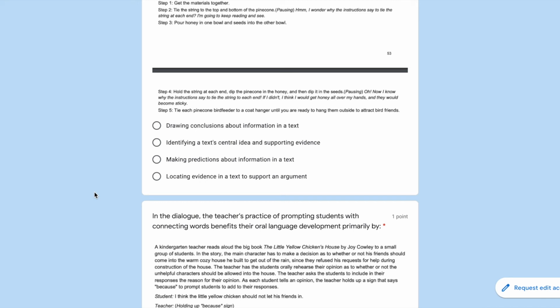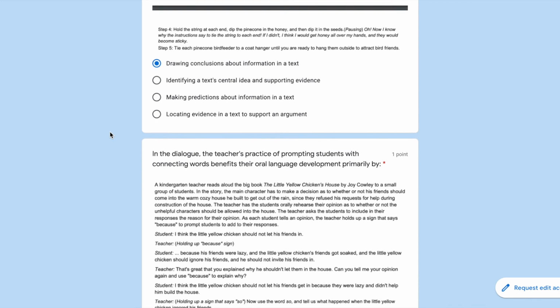Predict which answer you think is best. If you chose A, you're right. A is correct because the italicized text, the think aloud, the kindergarten teacher models how to pose questions during reading and use background knowledge to draw conclusions about information in the text. The teacher uses information in the text and background knowledge about stickiness of honey to draw a conclusion about why. Step 2, tying the string to both ends of the pine cone happens before the other steps.